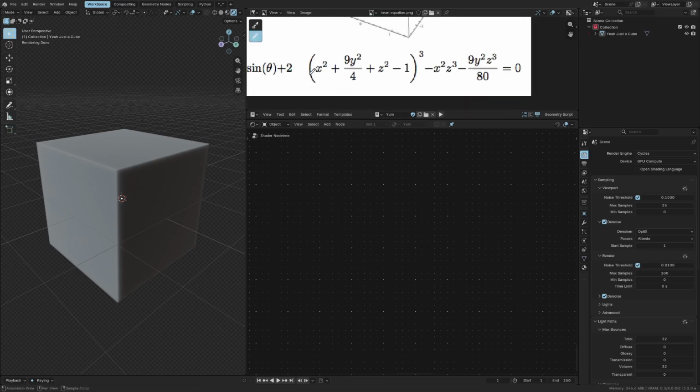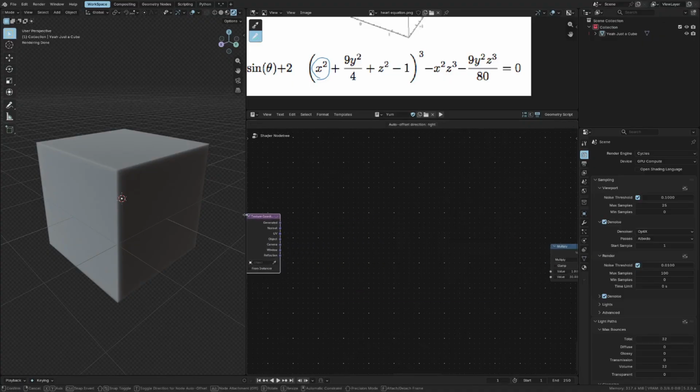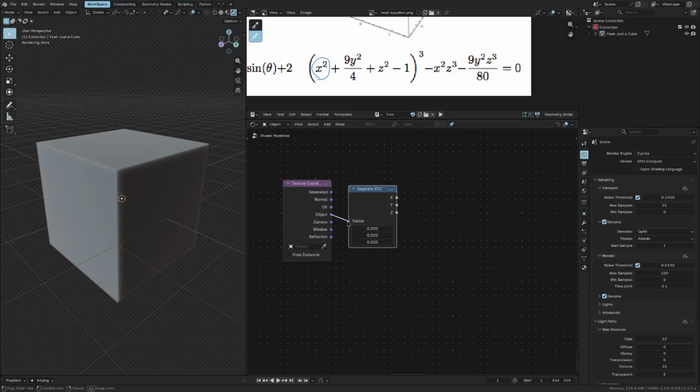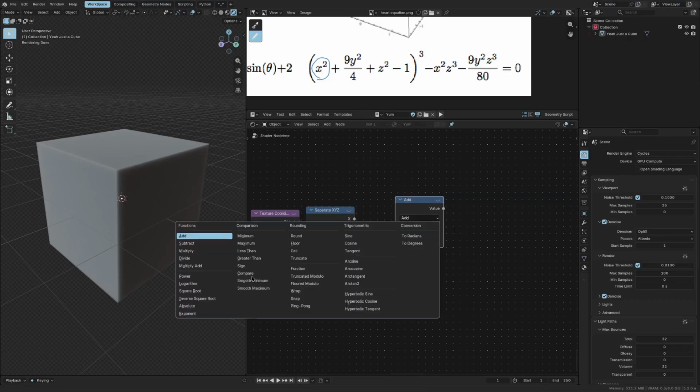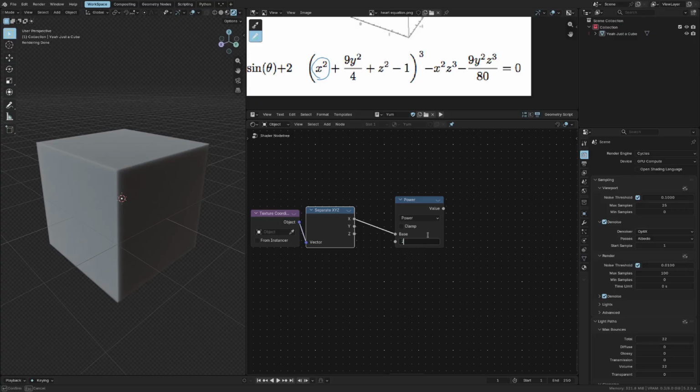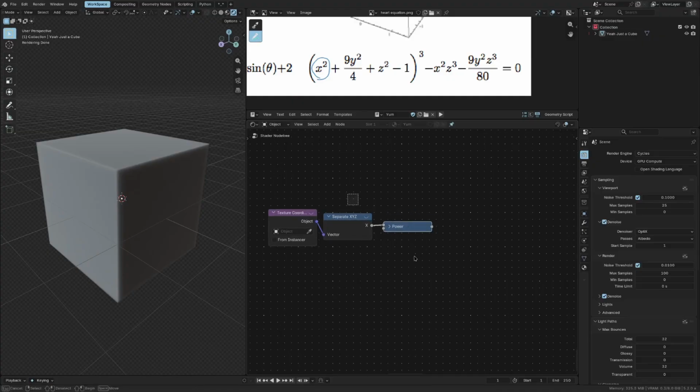First of all, we are going to create x square here. So Texture Coordinate, and Separate XYZ, Ctrl H to hide the rest of them, and a Math node, set it to Power, set it to square, and we are going to hide them. And this one is going to be F because we are on the 5.2 version, which is the experimental version. So we need to press F instead of Ctrl J to make a frame.